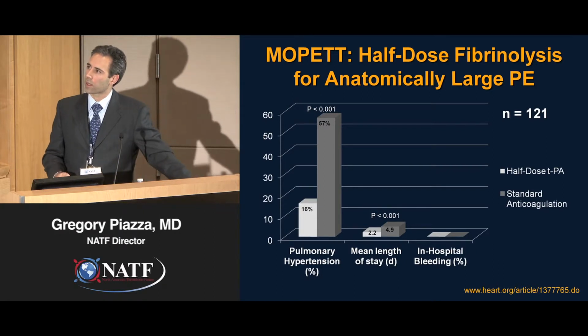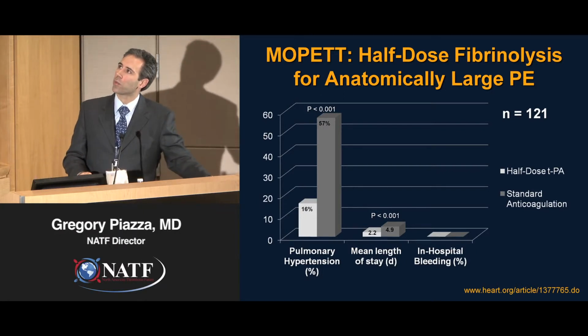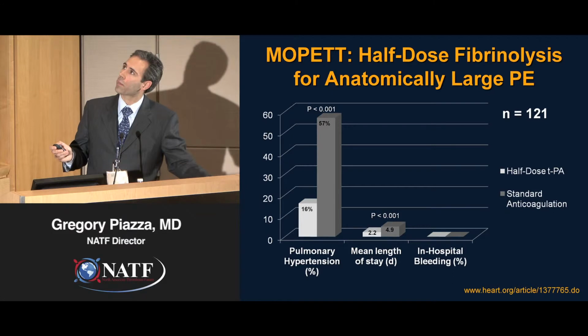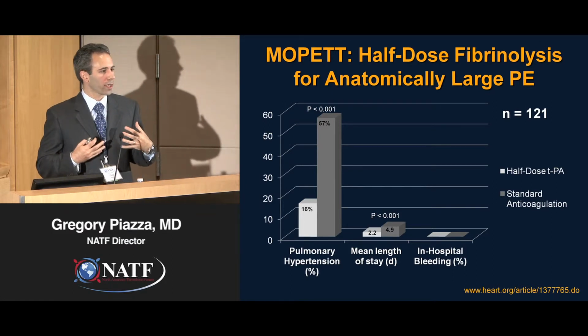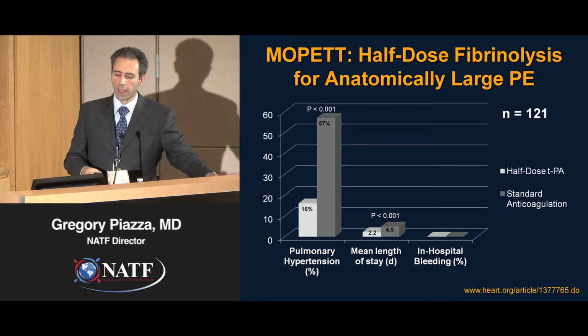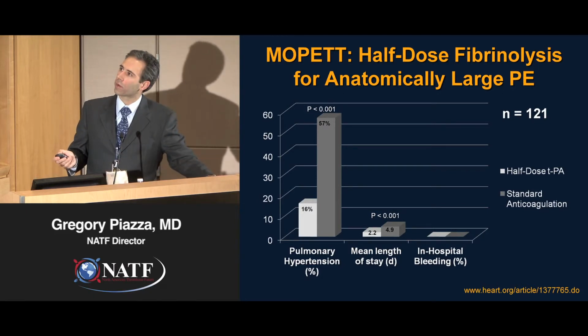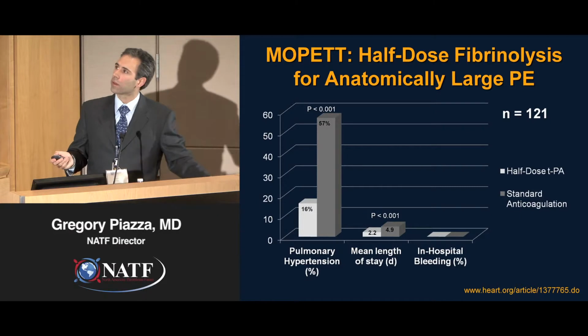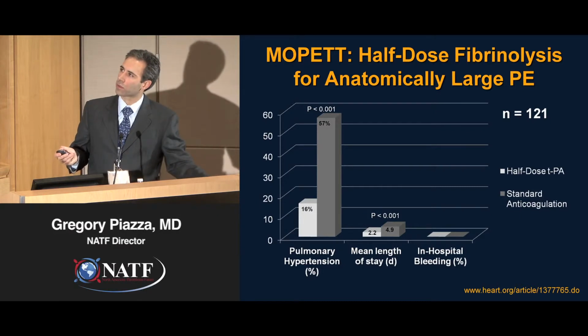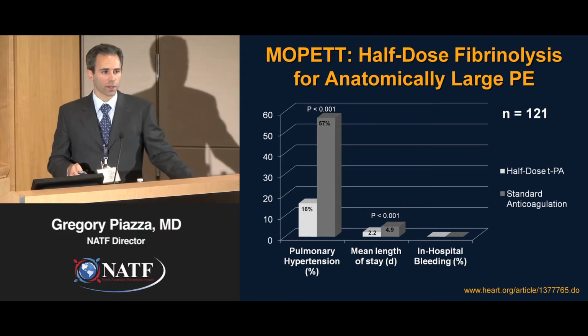This was a smaller study presented last year at the American College of Cardiology called the MOPETT study that also looked at patients who had very bulky pulmonary embolism and gave them a half dose of clot-busting drug. And they found that they could prevent pulmonary hypertension, which is the buildup of high pressures in the lung arteries. They could get patients out of the hospital sooner, and there was a low risk of bleeding when compared with standard blood thinning.